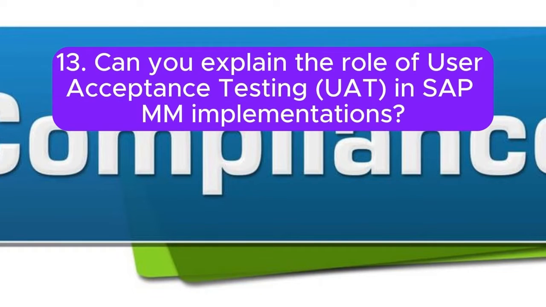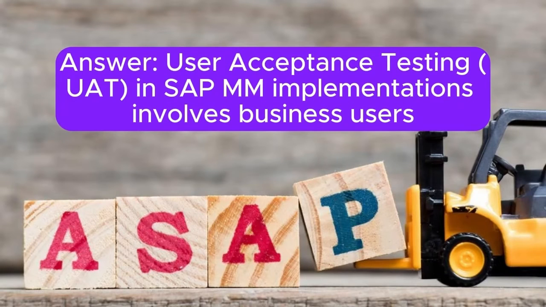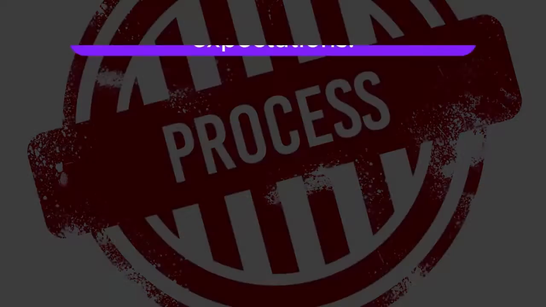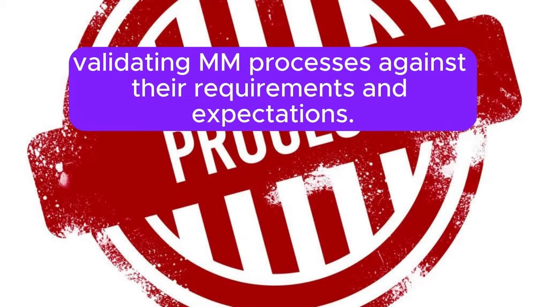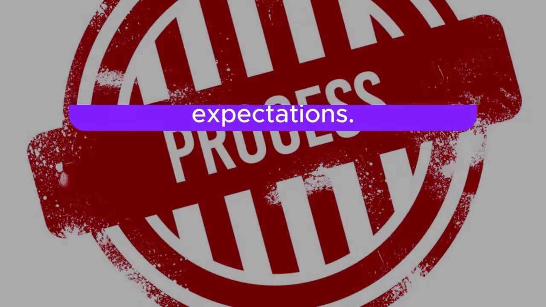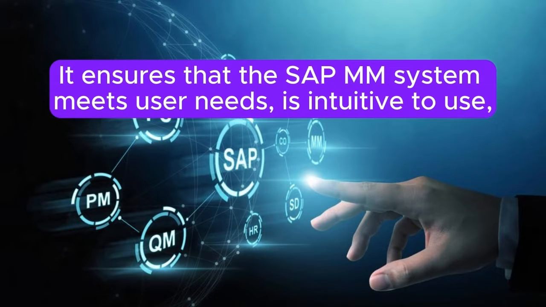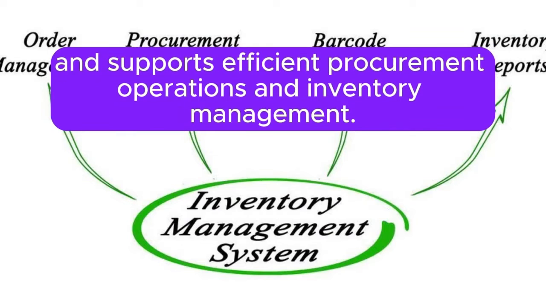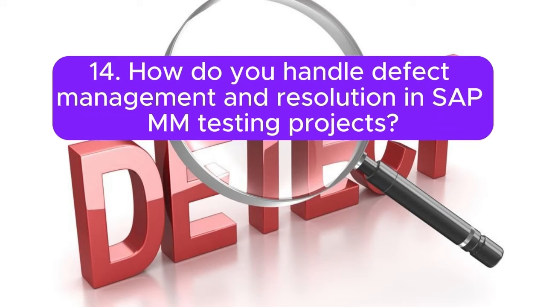13. Can you explain the role of user acceptance testing, UAT, in SAP implementations? Answer: User acceptance testing in SAP implementations involves business users validating processes against their requirements and expectations. It ensures that the SAP system meets user needs, is intuitive to use, and supports efficient procurement operations and inventory management. 14. How do you handle defect management and resolution in SAP testing projects?